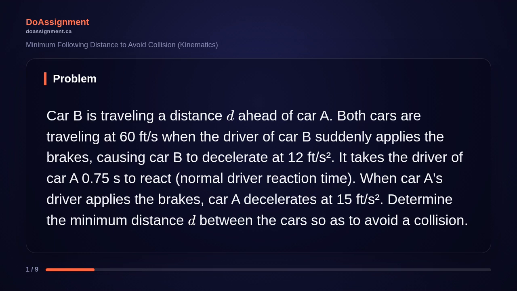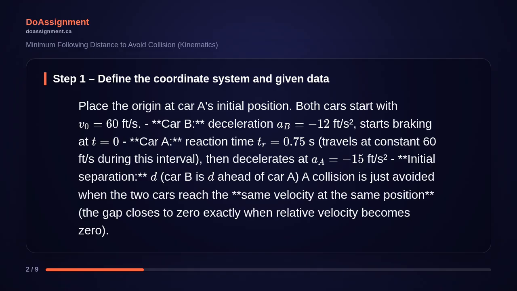Now let us work through the solution step by step. Let's set up the problem. Both cars start at 60 feet per second. Car B immediately begins braking at 12 feet per second squared. Car A's driver takes 0.75 seconds to react, then brakes at 15 feet per second squared. We need the minimum gap d such that the cars just barely avoid colliding.